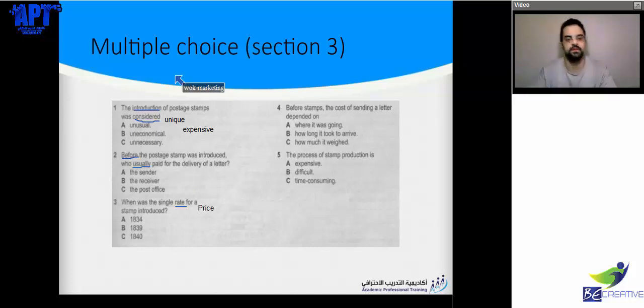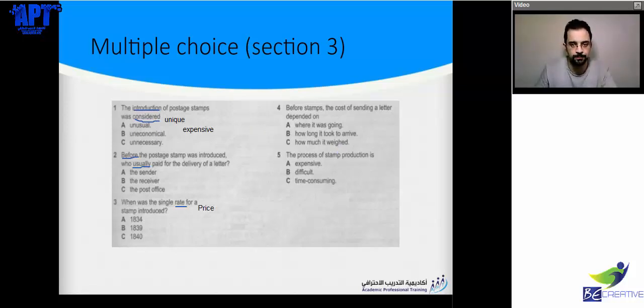Rate here means price. So 1834, 1839, 1840. Before stamps, the cost of sending a letter depended on where it was going, how long it took to arrive, and how much it weighed. So it depends on the destination, the duration, or the weight. Of course, these are other expressions here.